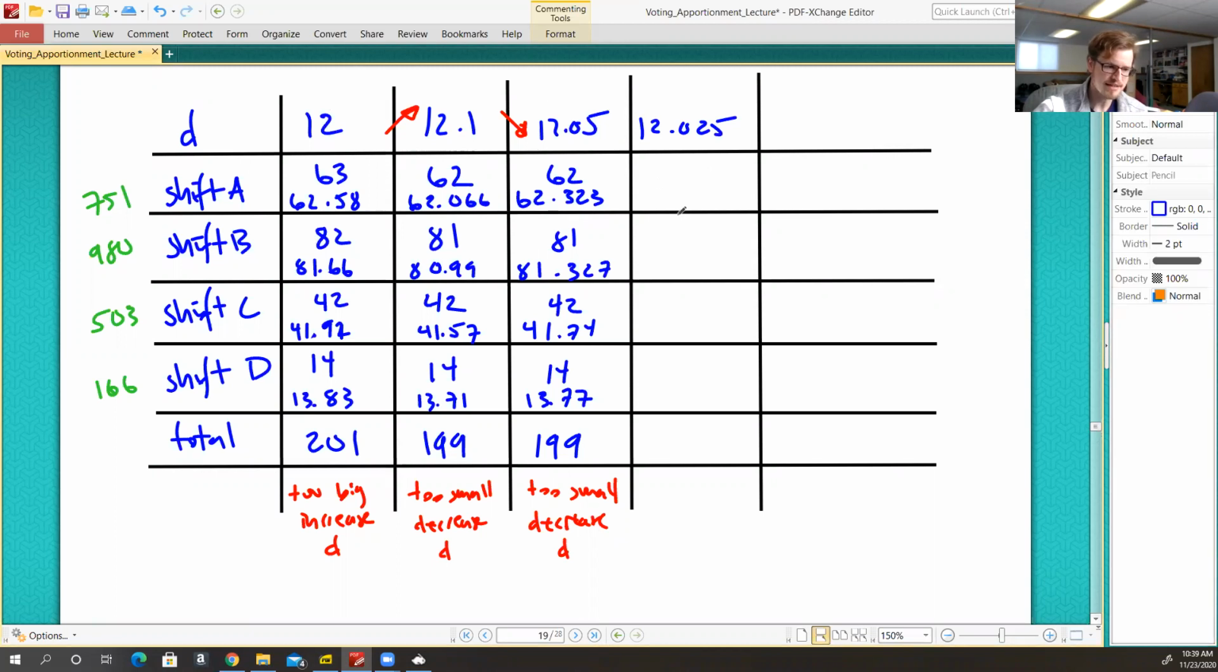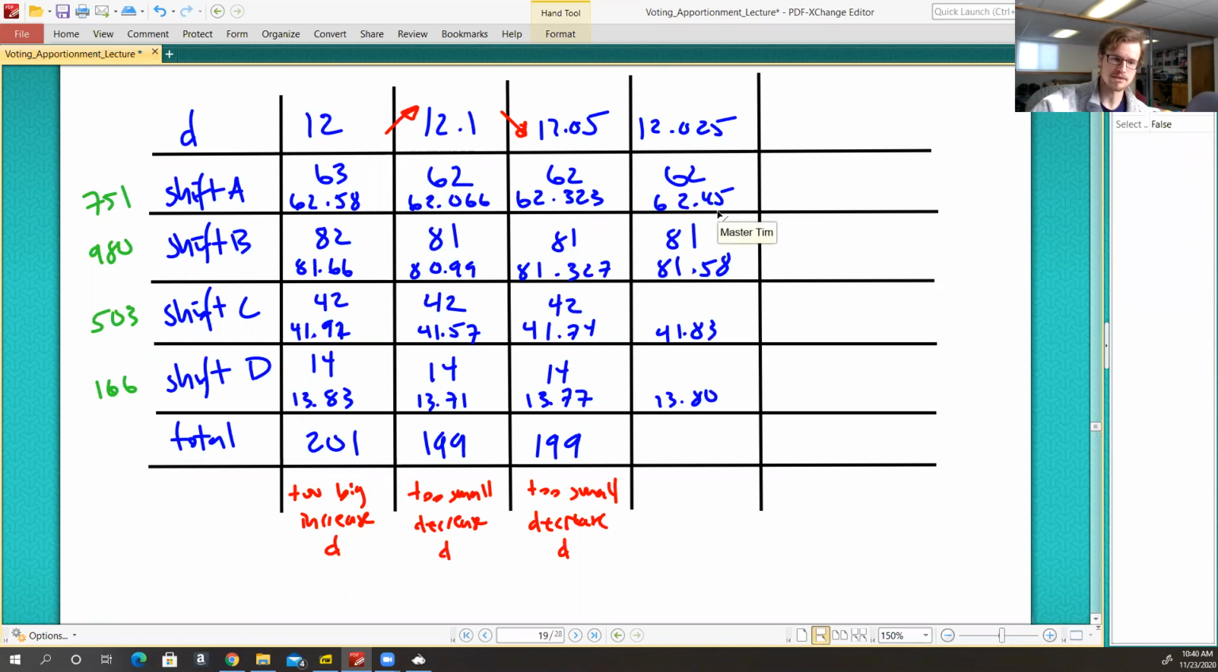So when I do that, I find that this is 62.45. This is 81.58. This is 41.83. And this is 13.80. So this works out very nicely because this still rounds down to 62, but this now rounds up to 82. So I am able to increase the number of nurses distributed. This still rounds up to 42. This still rounds up to 14.